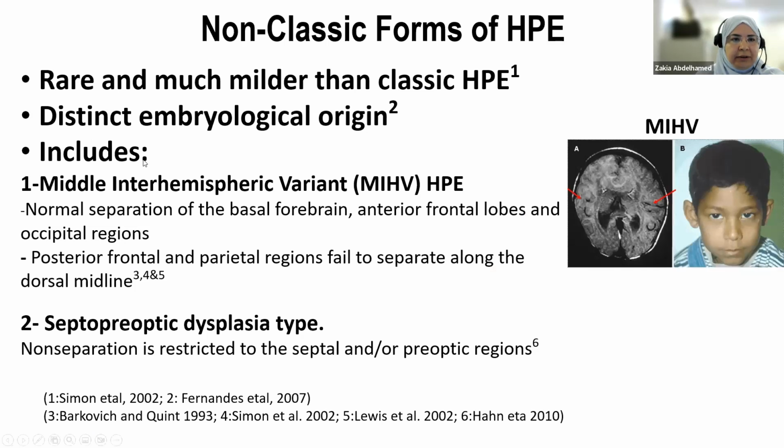The non-classic, or the middle interhemispheric variant: the separation of the basal forebrain, or the ventral forebrain, occurs normally, but the posterior frontal and the parietal regions fail to separate, while the anterior frontal and the occipital lobes separate normally. And the rarest form of it is the septo-preoptic dysplasia, where the lack of separation is restricted to the septal and the preoptic area on the ventral side of the forebrain.